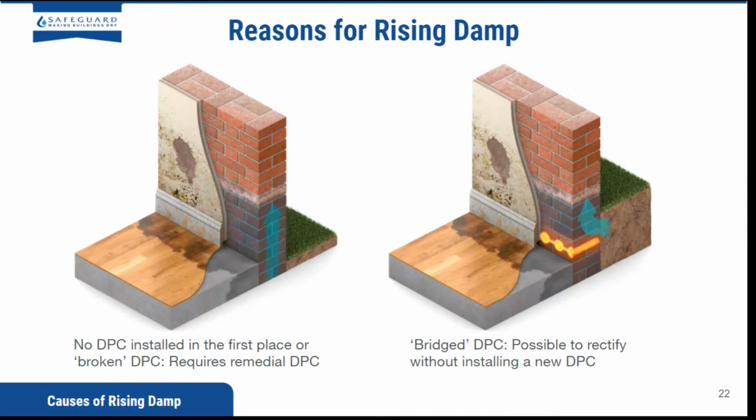Okay, so really briefly looking at reasons for rising damp. Either it's an older property, such as a solid wall property, which likely has no DPC installed in the first place. It was built before building regulations required this. So this requires a remedial DPC. The other reason for rising damp is in a newer building that did have a DPC, that may have subsequently become bridged due to building work such as increasing the ground height externally. So it's possible to rectify this without installing a new DPC, but you can also install a new DPC if it's necessary.